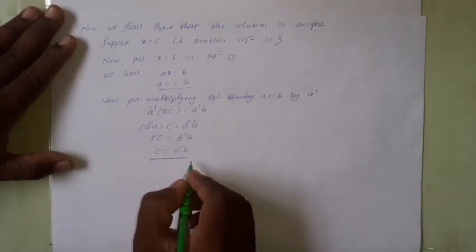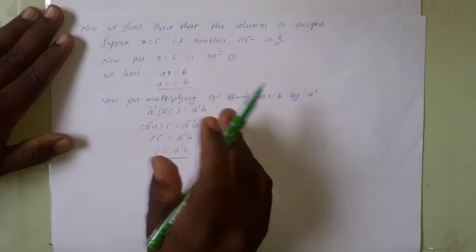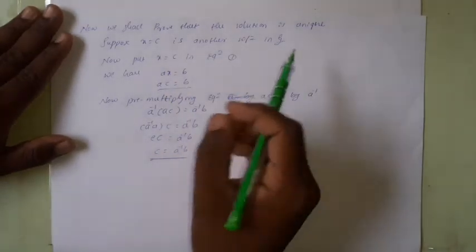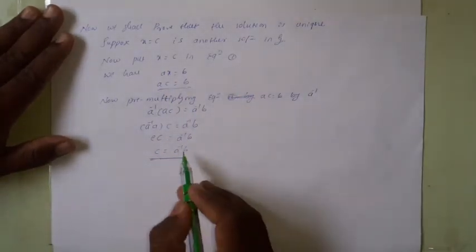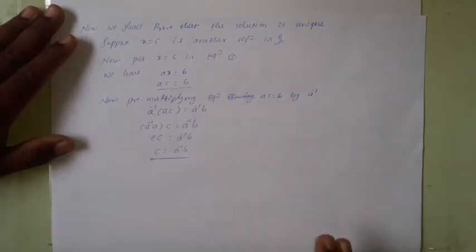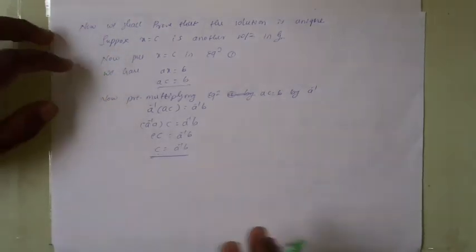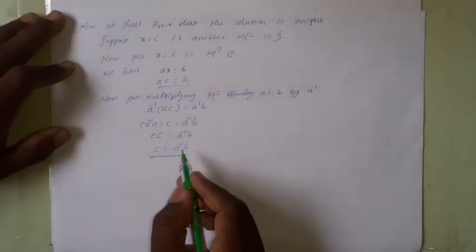So here it is the value of C, means we have assumed that x equal to C is another solution, but finally we are getting C as A inverse into B, means the value of x will not change, means whatever the solution is, that is equal to A inverse into B.